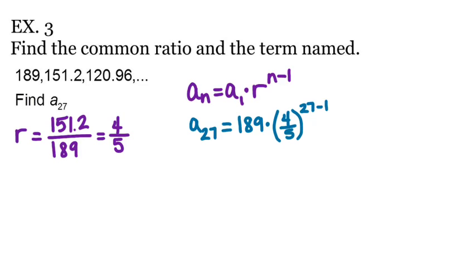You can type that all into your calculator at one time if you want to, or you could do it separately: find out what 4/5 raised to the 26th power is, then multiply that times 189. So this is approximately 0.57, and I'm rounding here because this type of sequence, when you multiply by 4/5 each time, the decimal is going to go further and further out. So it's okay to round in this case.